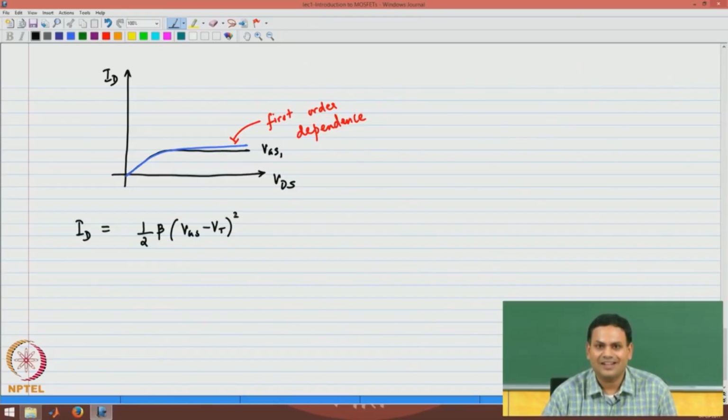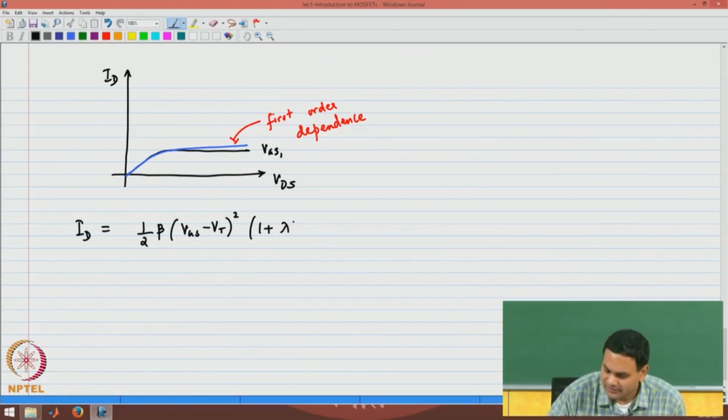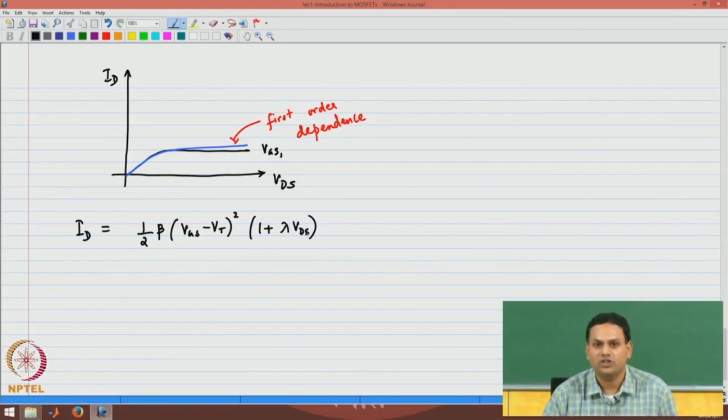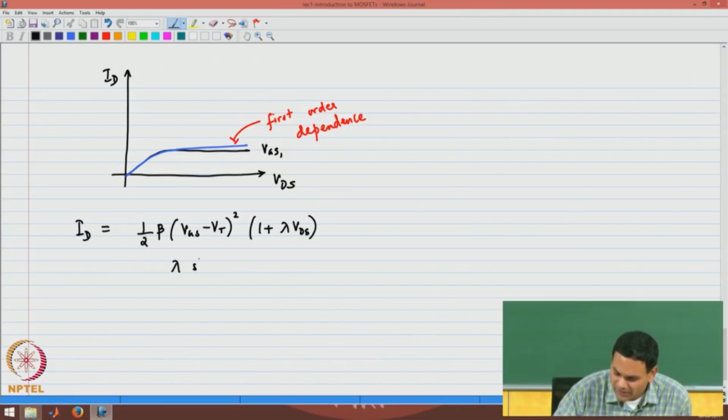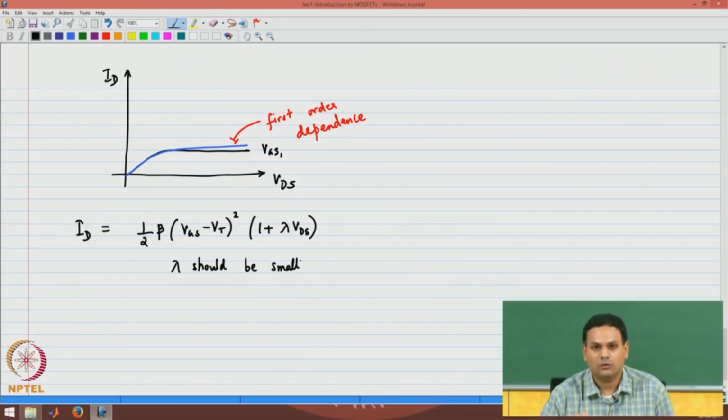So, this was the original expression. We will now add a small dependence on the drain source voltage. Please note that ideally lambda should be 0, but in general lambda should be very small, so that the dependence of the drain current on the drain source voltage is small. Now, what does this mean for us?